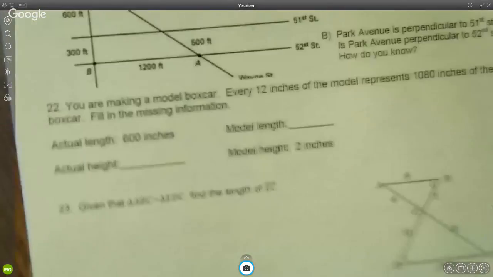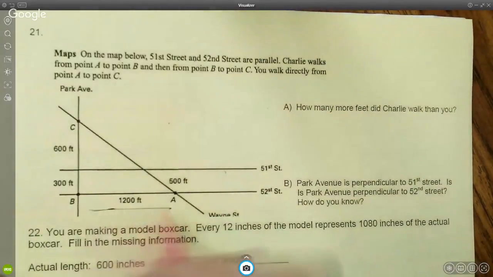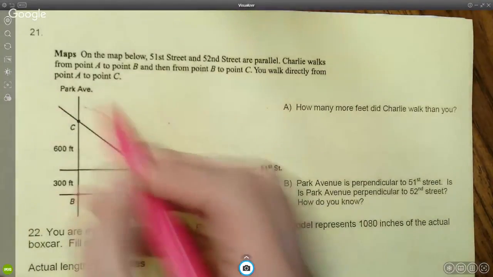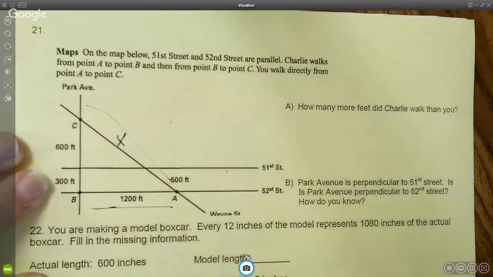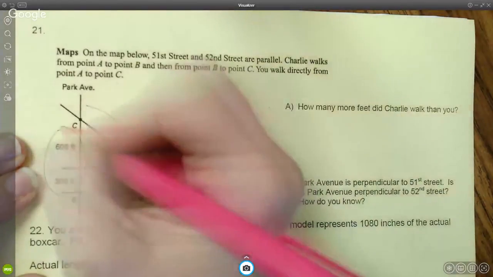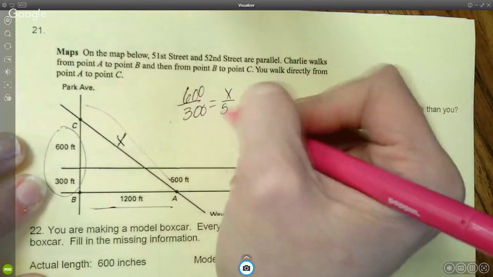Last few. Yeah, you're getting that. Okay. Definitely watch this over again because I know I'm moving fast. The map below, 51st Street and 52nd are parallel. Charlie walks from point A to point B. You walk directly from point A to point C. How many more feet did Charlie walk than you? So basically we have to find this. Let's just match it up. First I'll use this information: 600 divided by 300 equals x divided by 500.